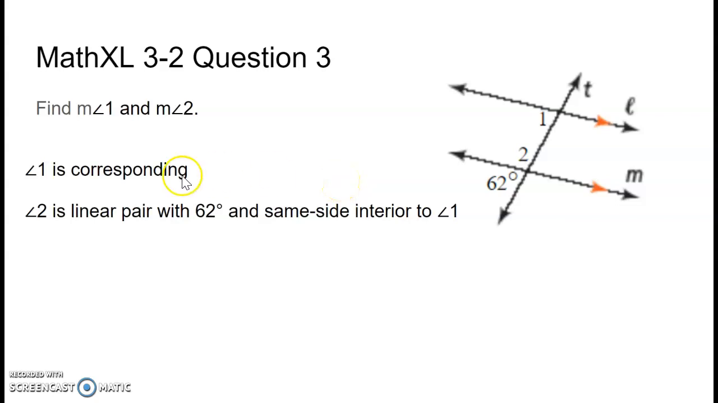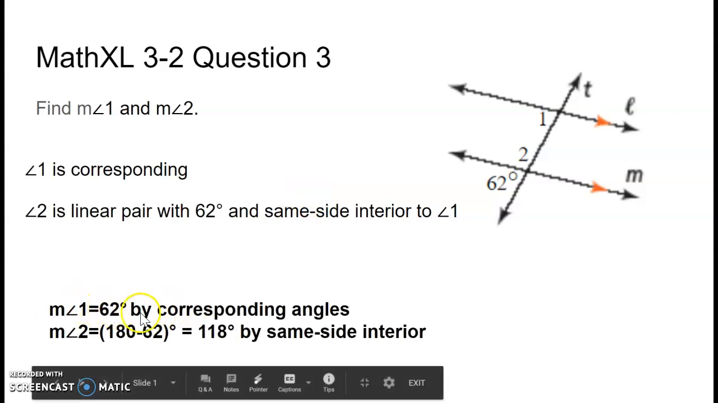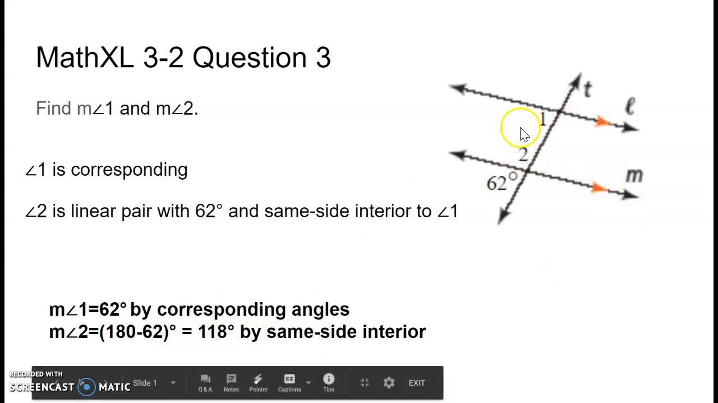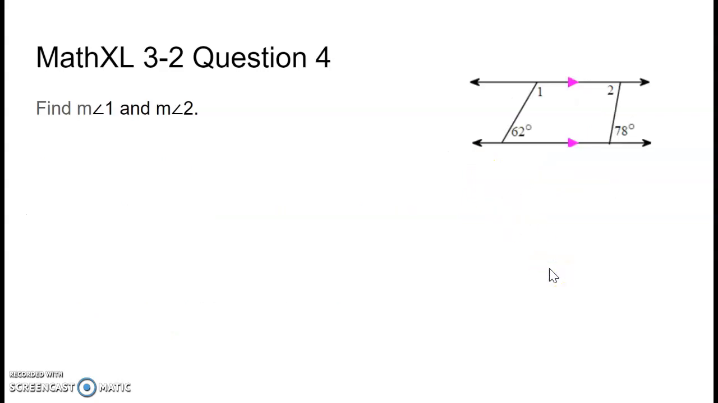So, angle 1 is corresponding, so congruent. So angle 1 measures 62 degrees by corresponding angles theorem or postulate, whichever one they chose to use here. Angle 2 is 118 degrees either by same side interior to angle 1 or by linear pair to the angle that's marked 62 degrees. Okay. This is another question that also uses those same type of things.